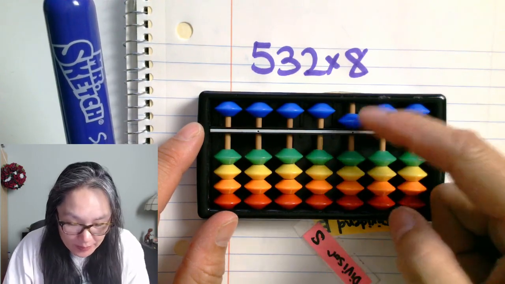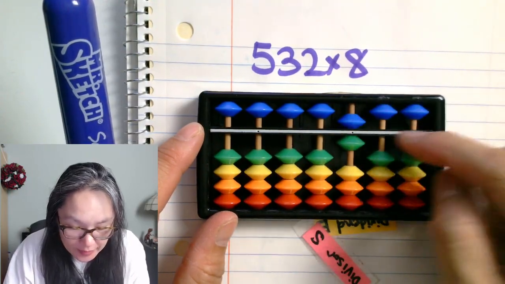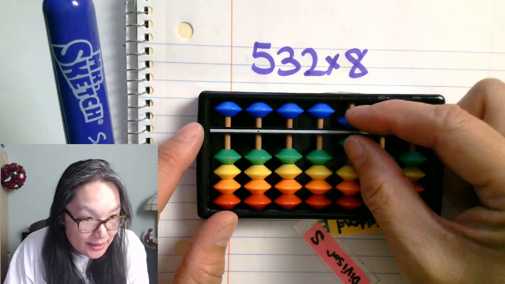Okay, so what's going to happen is we have 5. This is 5 and then 6. Anytime the beads are touching the horizontal bar, it's a number.